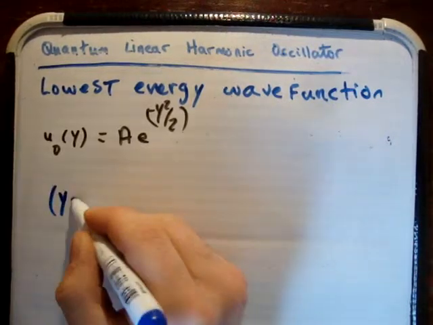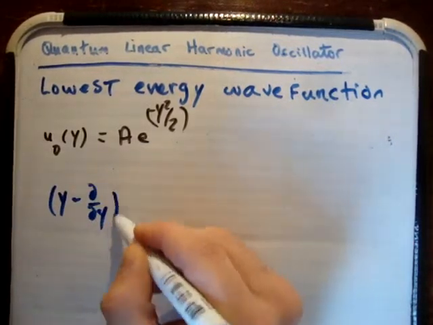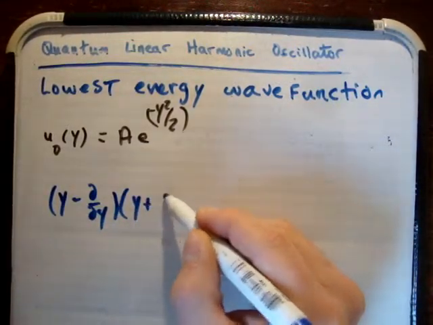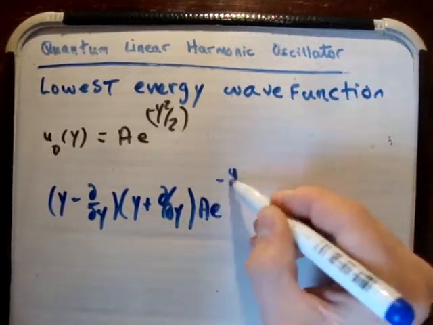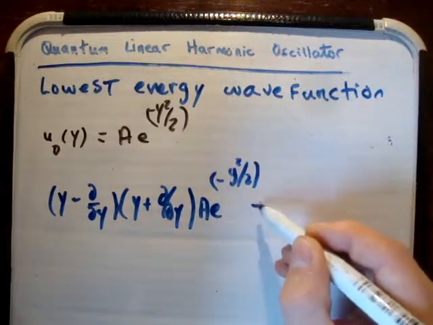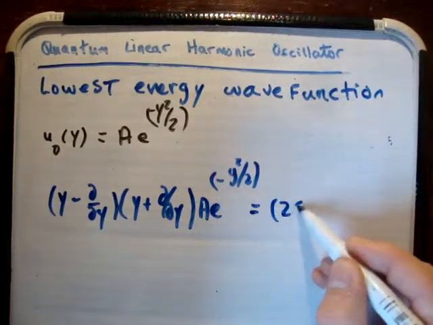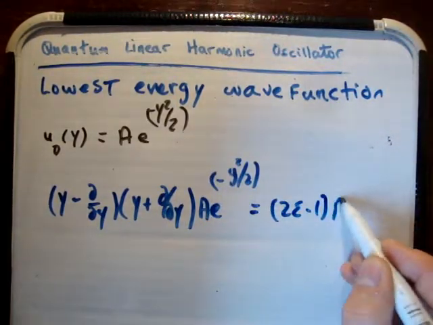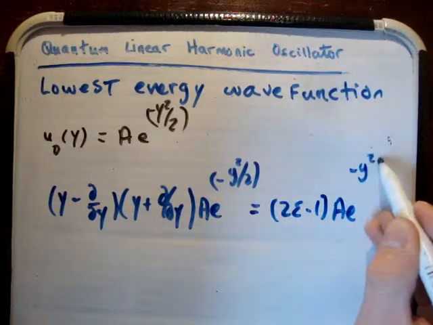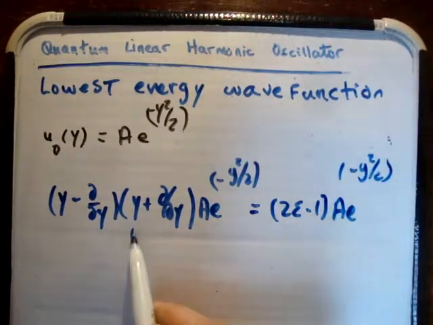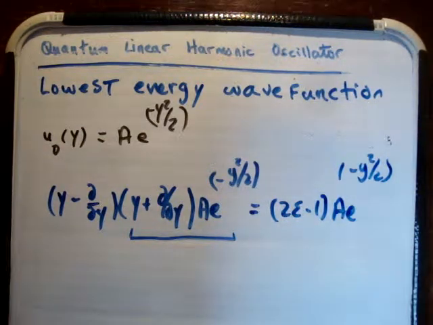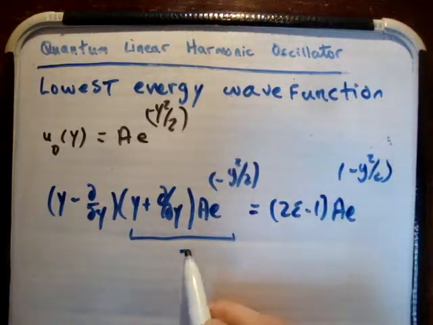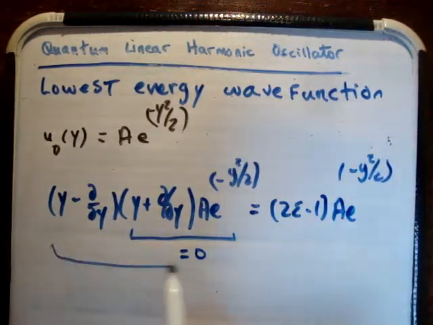If I use (y − d/dy)(y + d/dy) acting on my wave function a times e to the minus y squared over 2, that's equal to (2ε − 1) times a times e to the minus y squared over 2. Now look, y plus d/dy acting on u0 is what we used a moment ago. We used the fact that this was 0 to find our wave function. So this is 0, which means all of this is 0.